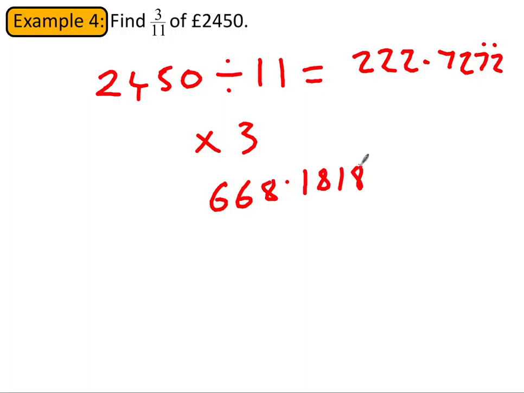And if I times it by 3, I'm going to get the answer of 668.1818, like that. Now, we're in terms of pounds and pence, so we want to round it to 2 decimal places. The final answer is going to be £668.18. Okay, so in summary, you want to divide by the denominator and then multiply by the numerator if you have to find the fraction of an amount.